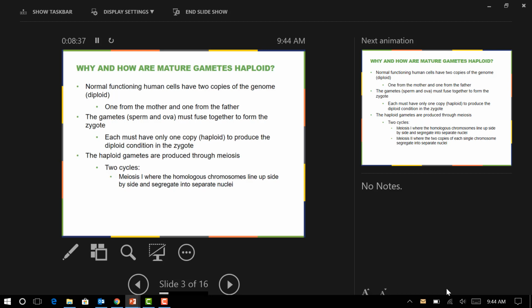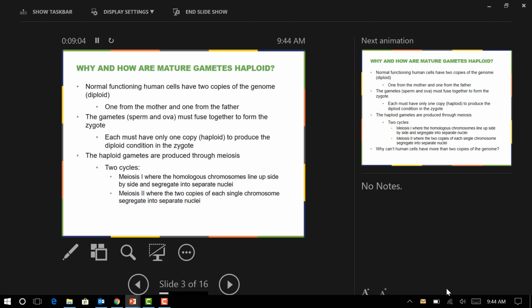So you start off with your maternal chromosome and your paternal chromosome side by side, and then during meiosis 1, the 2 are separated apart, and at that point you've cut the amount of DNA in half. You've segregated the maternal chromosome into one nucleus, the paternal chromosome into another. You have accomplished getting a haploid cell.